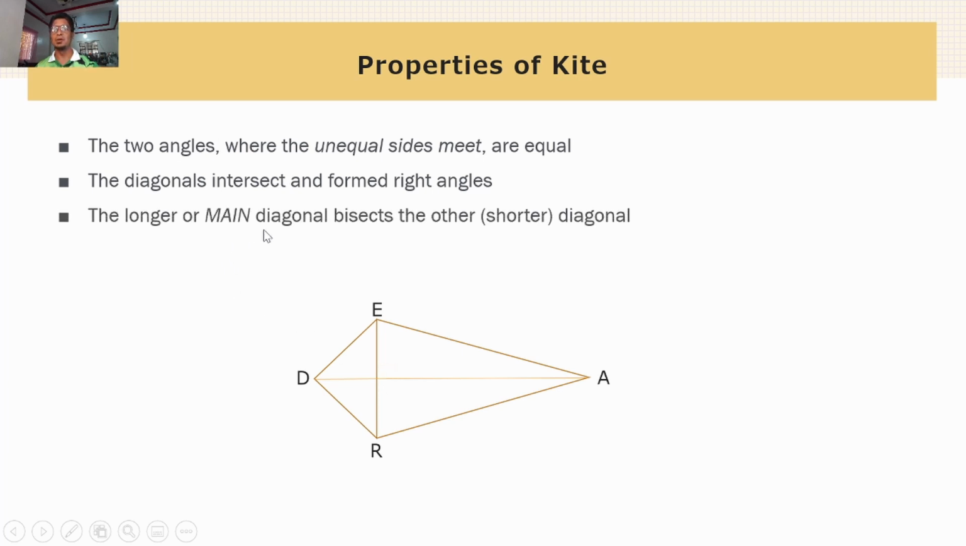The longer or main diagonal bisects the shorter diagonal. So this is our main or longer diagonal, DA. When we say bisect, it divides the shorter one into two equal parts. Which means, from E to the intersection, the measure is equal to the measure from the intersection to R. So let's not forget that.